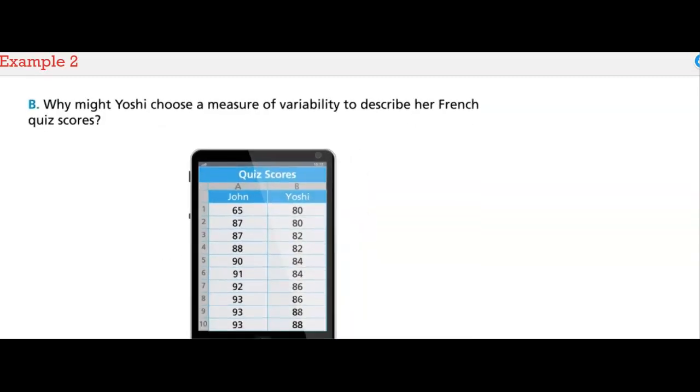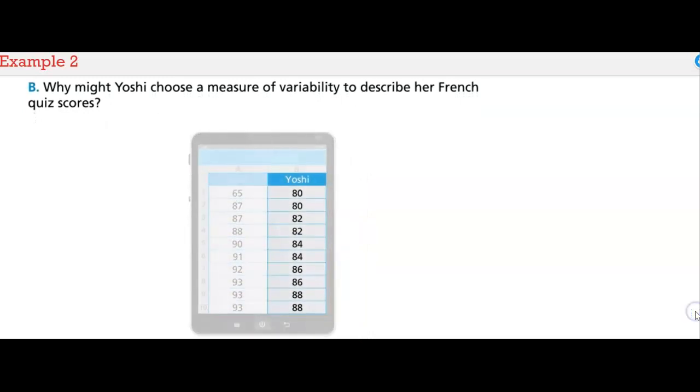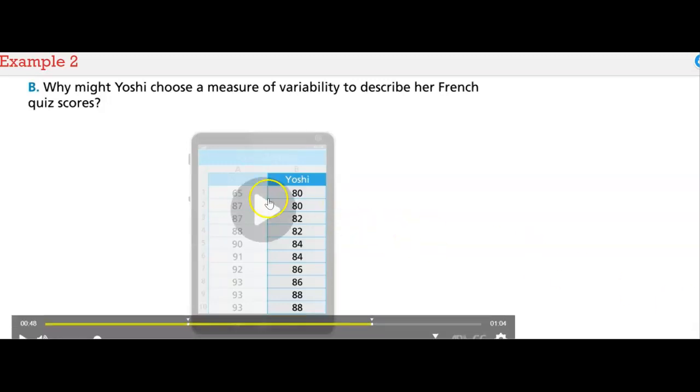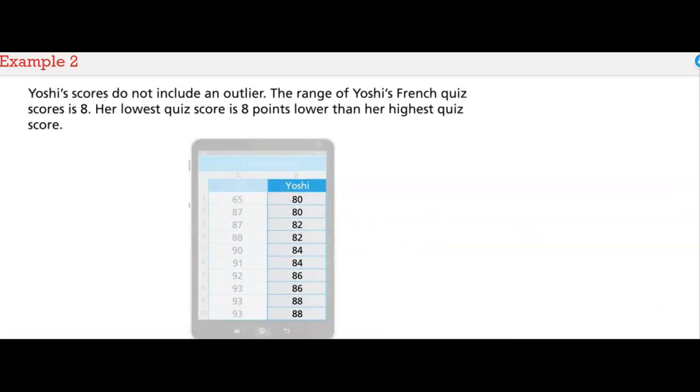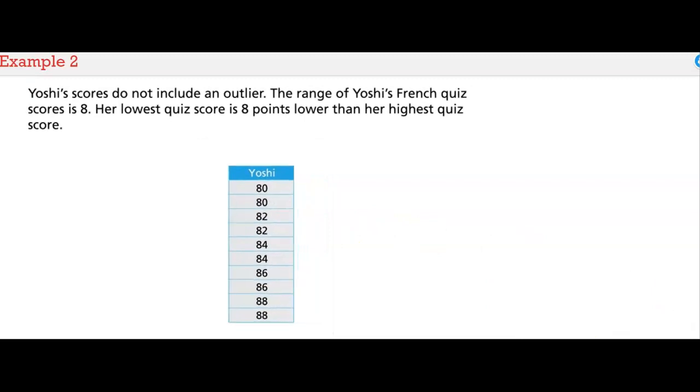Now, let's solve Part B. Why might Yoshi choose a measure of variability to describe her French quiz scores? Yoshi's scores do not include an outlier. The range of Yoshi's French quiz scores is 8. Her lowest quiz score is 8 points lower than her highest quiz score.